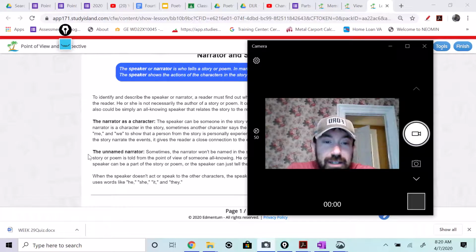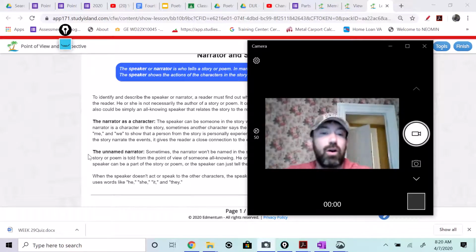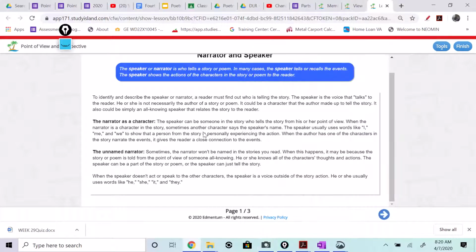Third person is an eye in the sky. They usually use characters' names. They're all knowing. They can tell you what all the characters are thinking. So when a speaker doesn't act or speak to the other characters, the speaker is a voice outside of the story, and he or she usually uses words like he, she, it, they. He, she, it, they, that's going to be third person. I, me, we, us, that's going to be first person.